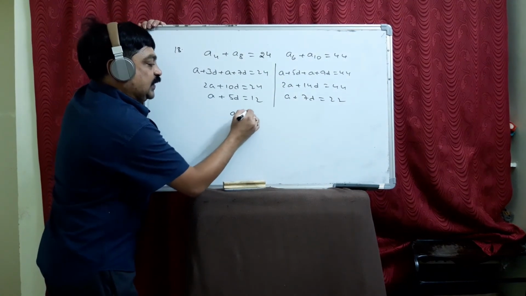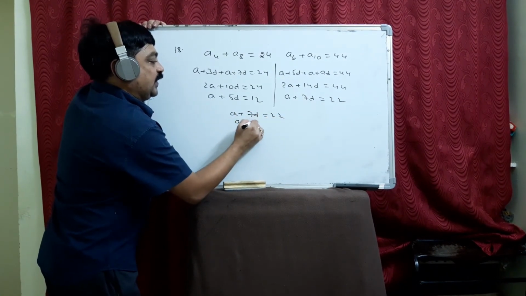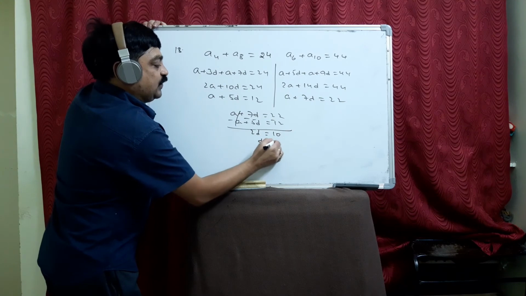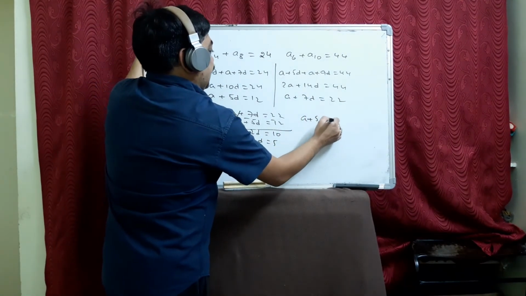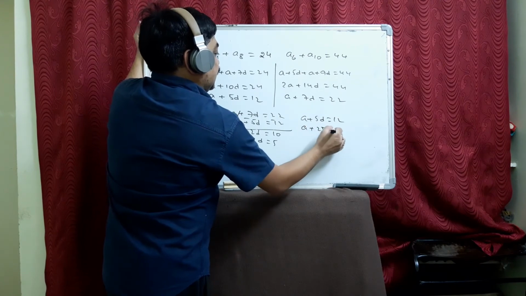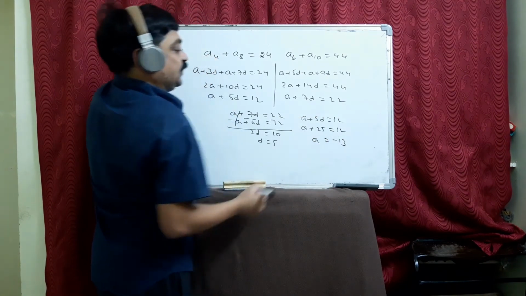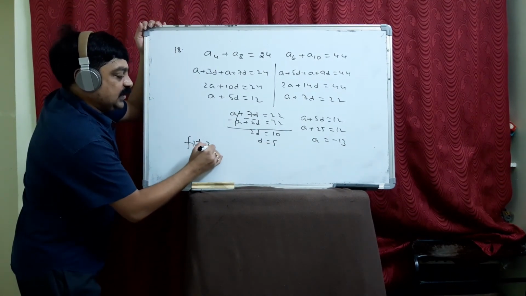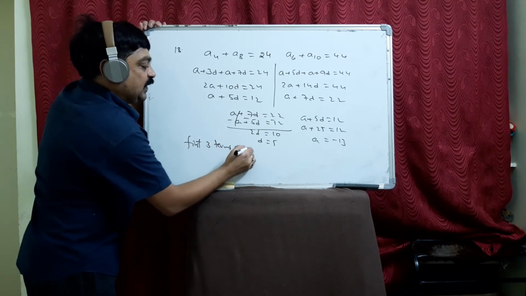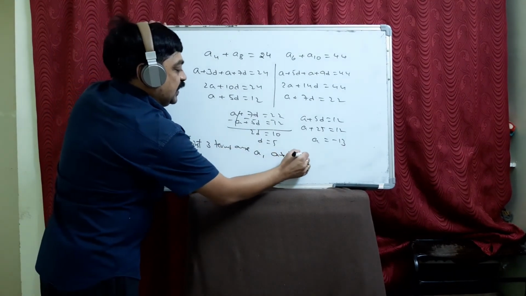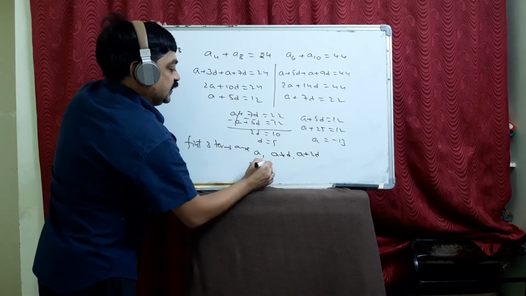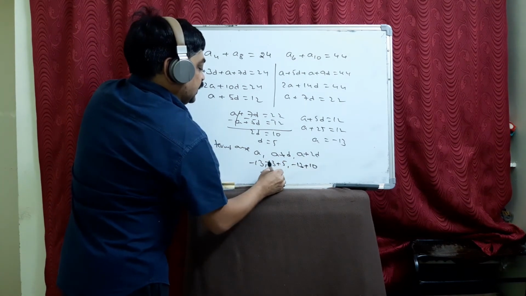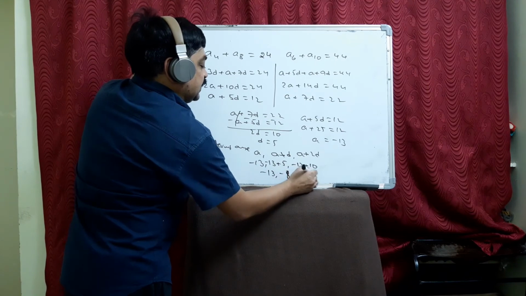Now subtract. A plus 7D is 22, A plus 5D is 12, subtract, change the sign, 2D is equal to 10, D is 5. When you get D as 5, A plus 5D is 12, A plus 25 is 12, A is minus 13. So you got the A value and D value. What are the first three terms? The first three terms are A, A plus D, A plus 2D: minus 13, minus 13 plus 5 which is minus 8, minus 13 plus 10 which is minus 3. Okay?